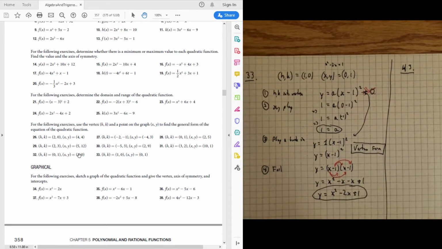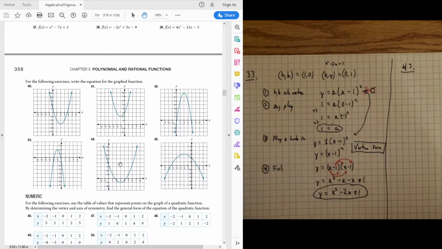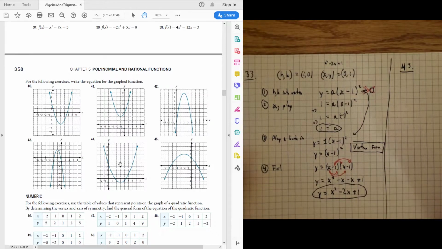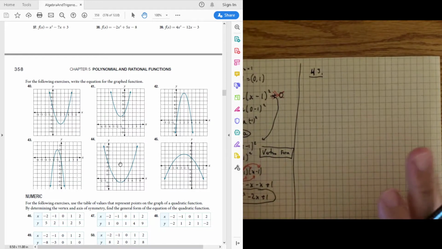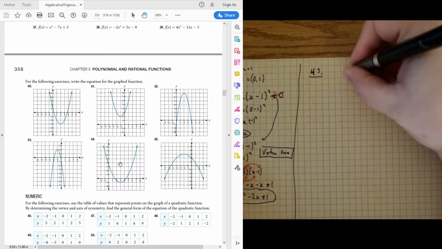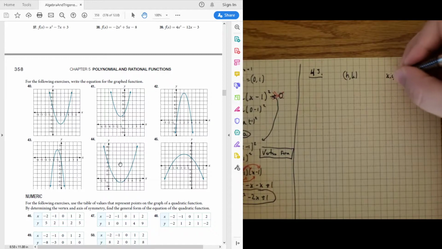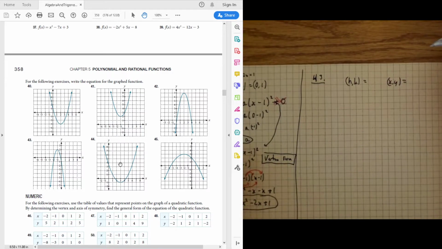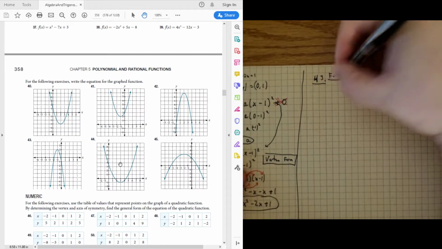Okay. I'm going to scroll down some. All right. So 43 is very, very, very similar to the 33. It's just instead of giving me H, K and X, Y, they'd give me the picture. So how do I do it? Well, I'm going to make it my first step to find these two things.